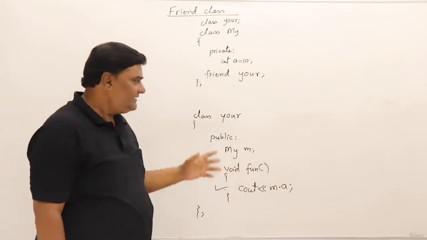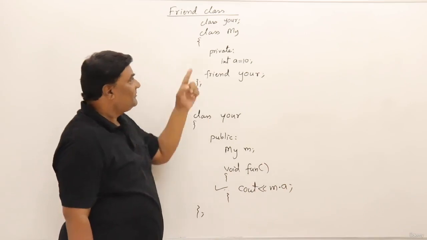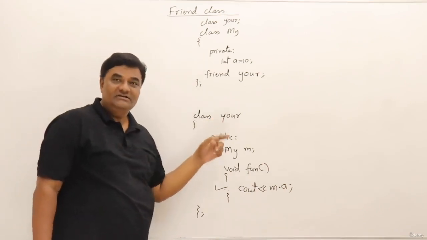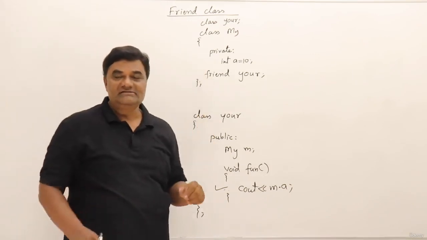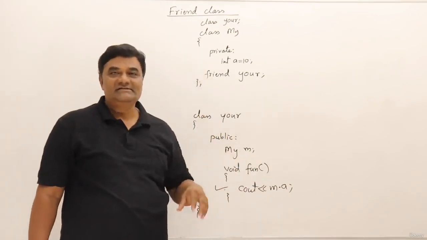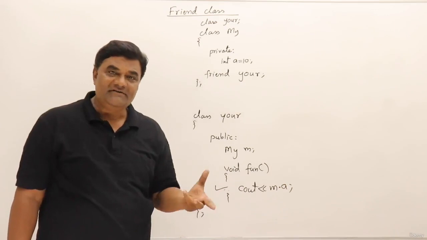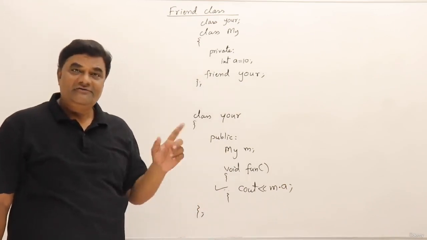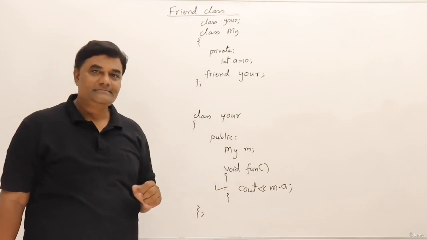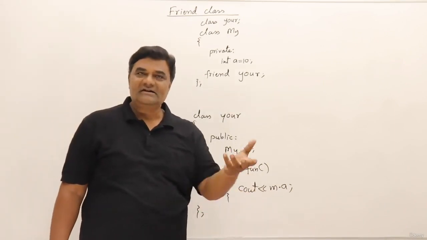This is useful in container classes. Like this class is having an object of that class. So this class, your class, we can call it a container of objects of my class. So in container classes, if they want to access private members or protected members, then we can declare them as friend inside those classes. That's it. Let us try this and see.